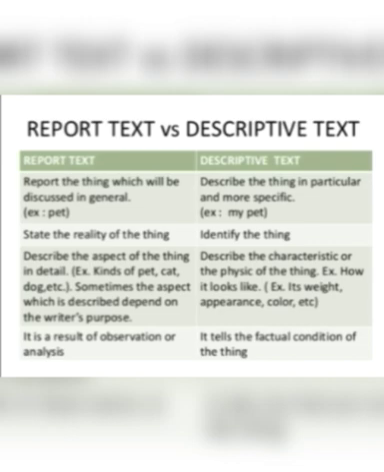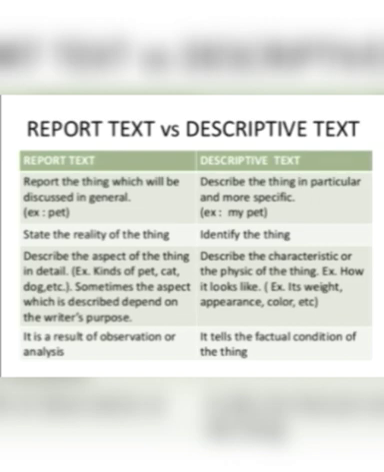Next, these are the differences between report text and descriptive text. As you can see, in report text, there is a report of the thing which will be discussed in general, for example, the pet. And in descriptive text, there is a description of the thing in particular and more specific, for example, my pet.